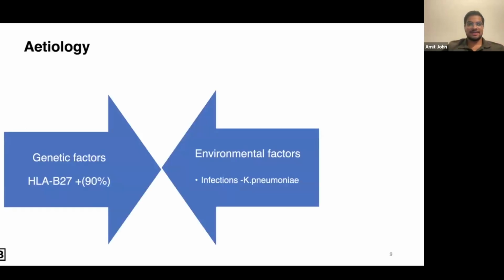So the etiology: there's actually no known etiology. This is just there for theoretic purposes. There is a genetic predisposition if you are HLA-B27 positive. About 90% of ankylosing spondylitis patients are HLA-B27 positive. But again, even if it's negative, you can still have it. The environmental factors are not much known, but infection with Klebsiella pneumoniae does have a common incidence with ankylosing spondylitis.